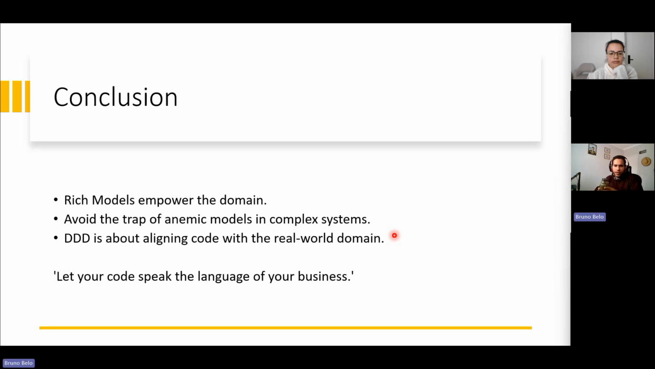Now the conclusions. So rich domain models empower the domain. They avoid the trap of anemic models in complex systems. And DDD, right, domain driven design, is about aligning the code with the real world domain. So you really map the real world inside of your code. So one last catchphrase: let your code speak the language of the business.